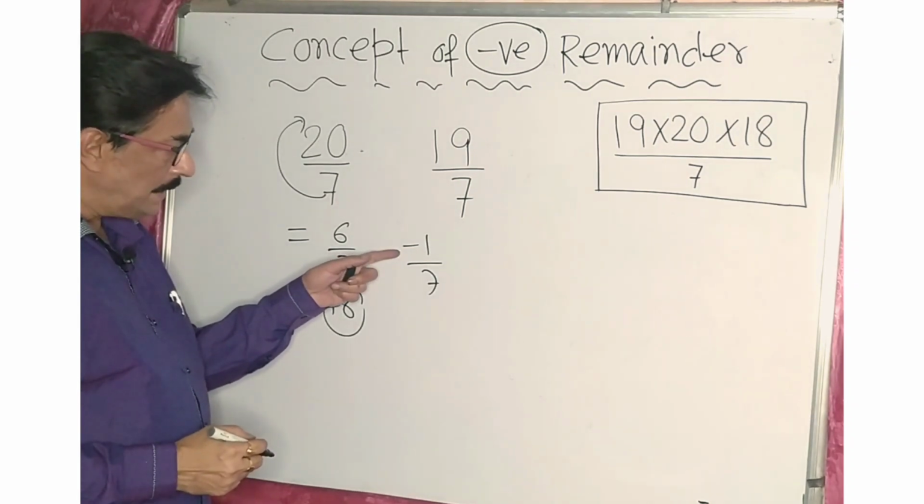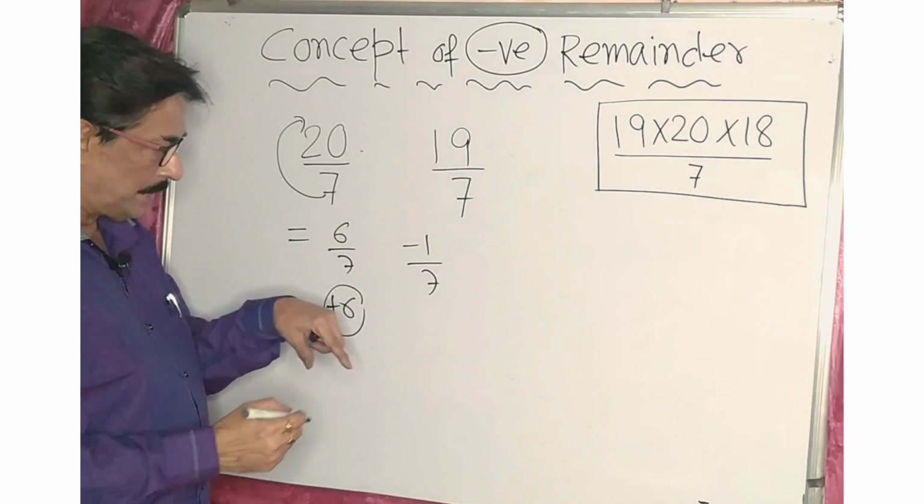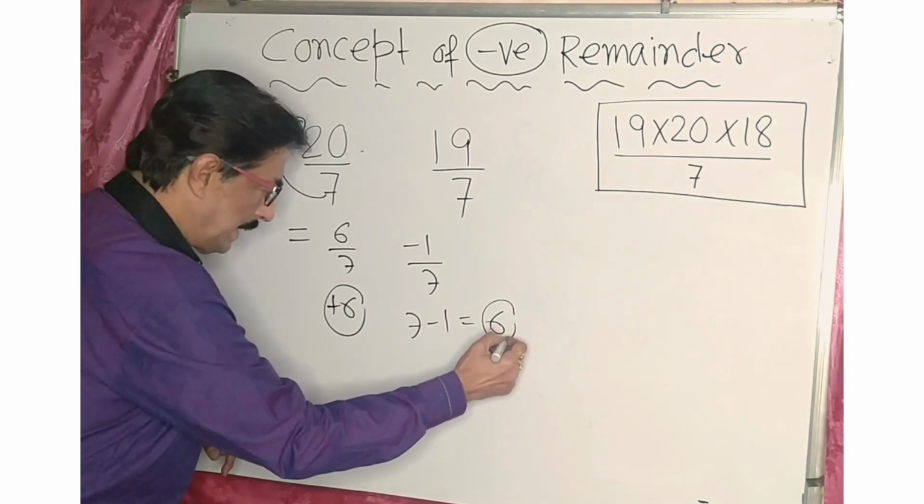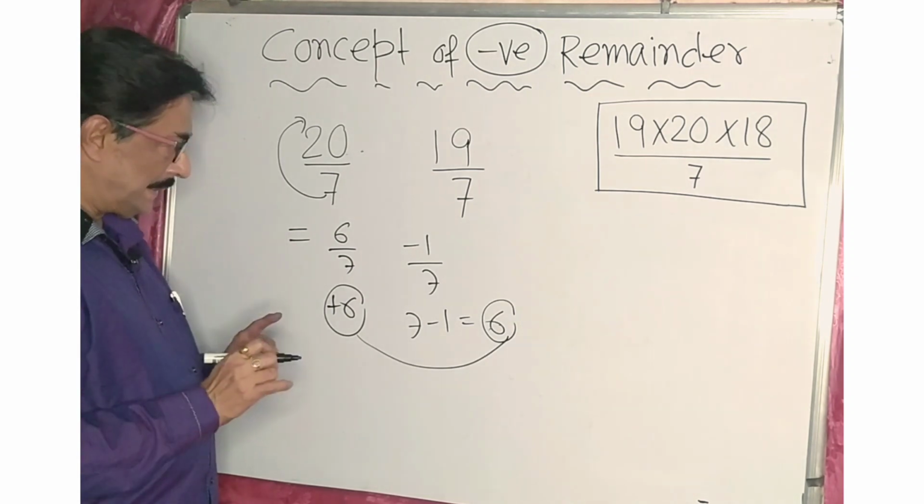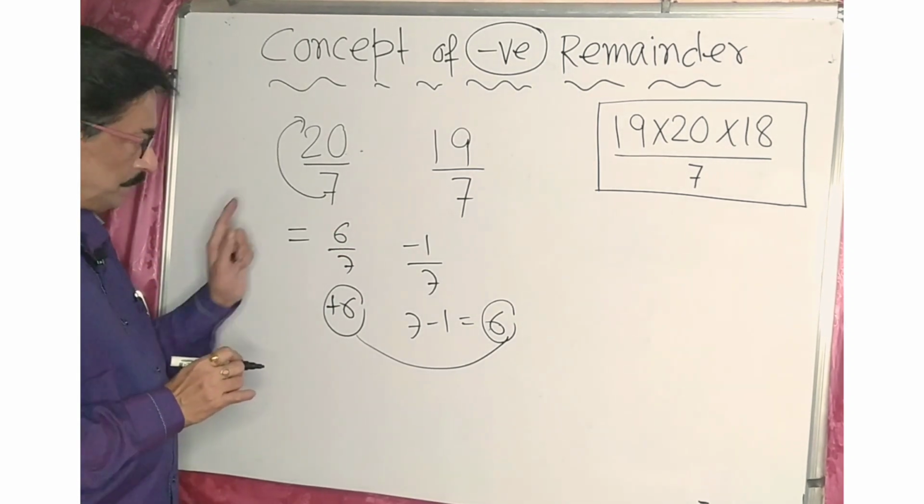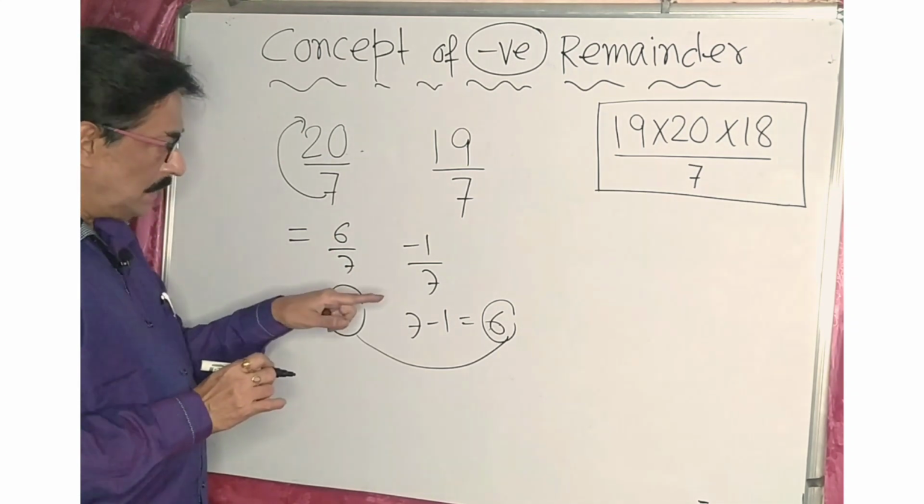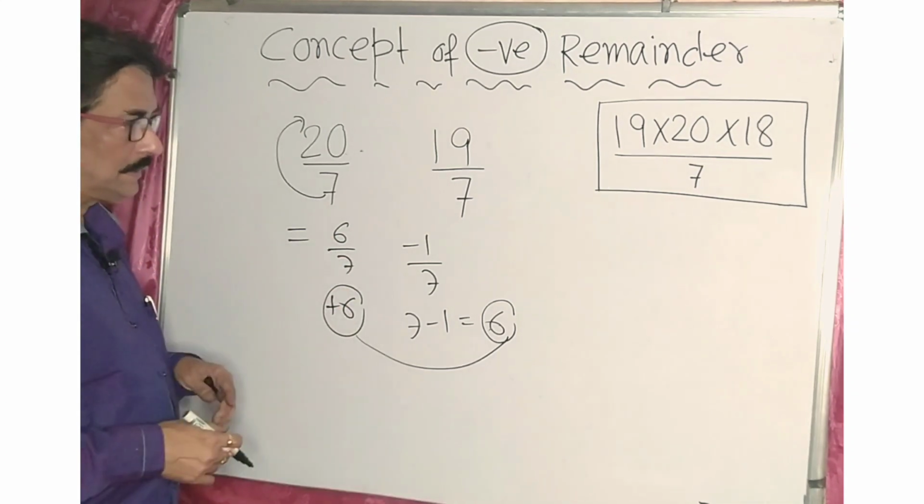So minus 1 is not possible. We have to transfer it to a positive remainder. How? 7 minus 1, your remainder will be 6. The result is the same. But in this case, the previous remainder was 6. At present, the remainder is 1. This 1 is less than 6. So it is very easy to handle it.